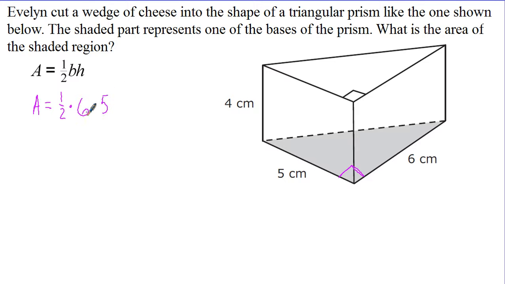Now, if I felt like I needed to, I could come over to the side and do the calculation. I think I could do this just in my head. 6 times 5 is 30, half of 30 is 15, so A is equal to 15. But I better put the correct unit on it because it was measured in centimeters. It's a grid of square centimeters, so the correct answer is 15 square centimeters.